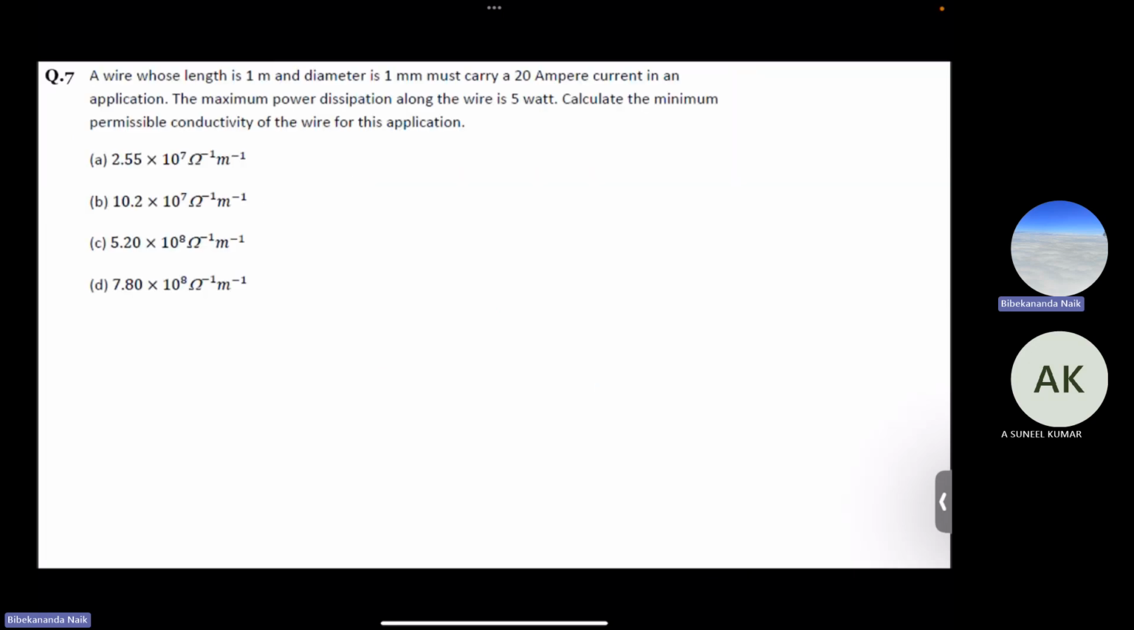Then we'll move to the next question. The question says, a wire whose length is 1 meter and diameter is 1 millimeter must carry a 20 ampere current in an application.